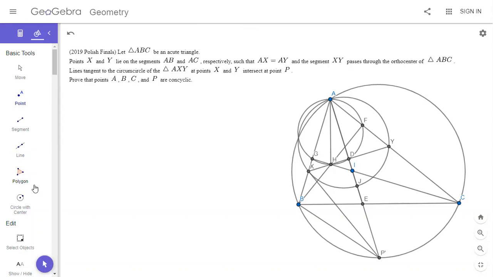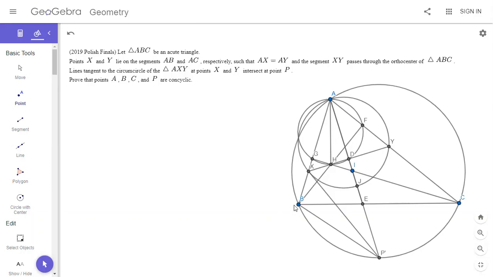So if we know that angle BXP and angle AIG are equal, then they will concur on the circle. Ah, I see what you're saying. We want to show BXP prime is equal to AIG. Yeah, I think we need to use similar triangles somehow.